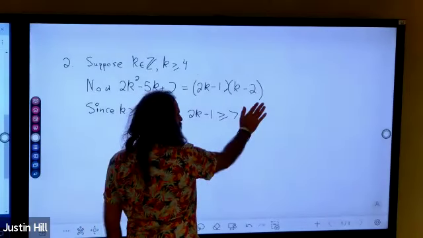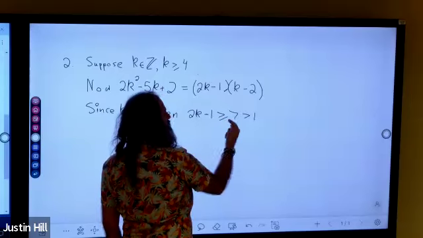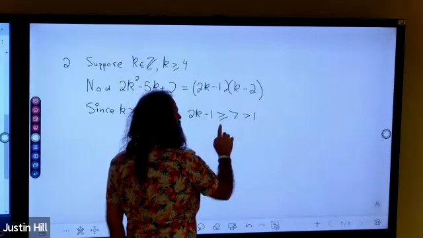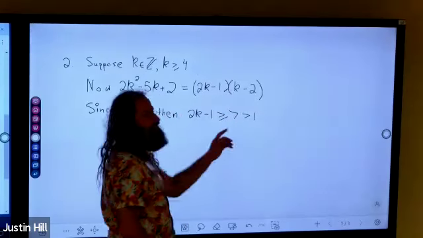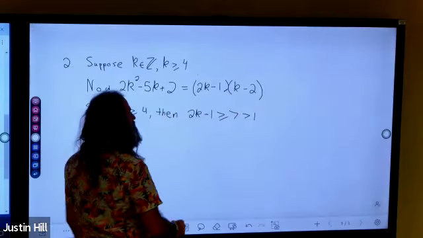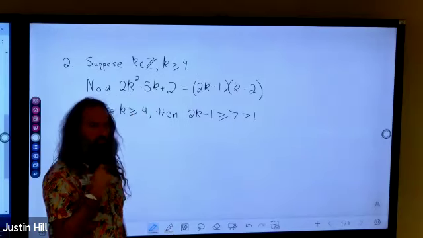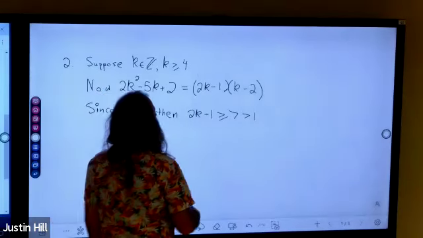And honestly, you almost don't even have to say that. I know as a reader, if it's greater than 7, it's greater than 1, but you'll see, for the flow of the proof, it actually makes it nice to see it written out, so that when we get to the definition of composite, the reader understands where that's coming from.